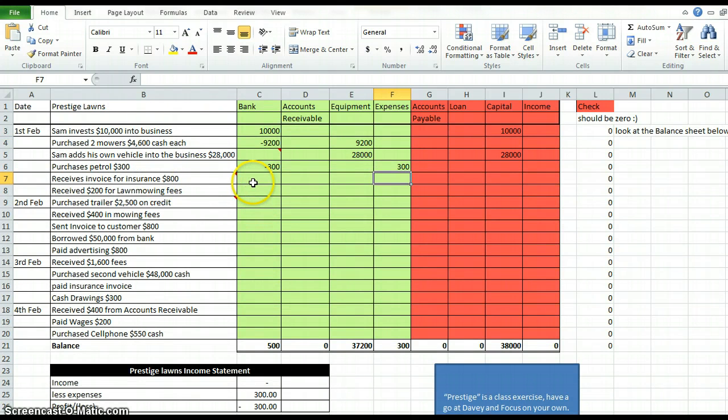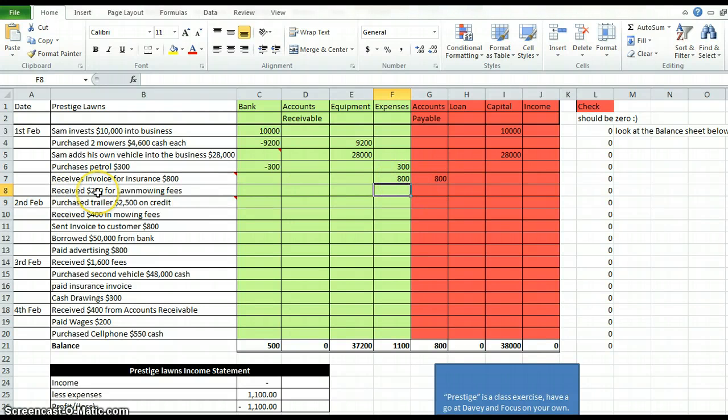Received invoice for $800 insurance. Now an invoice is not bank. An invoice is a bill. So that's called accounts payable. We will owe these people money. So we'll owe them $800. That's where the money comes from. Having to owe them. And insurance is an expense, so add $800 there. And note that they balance.